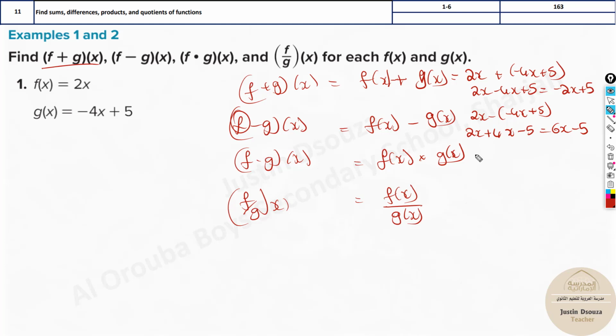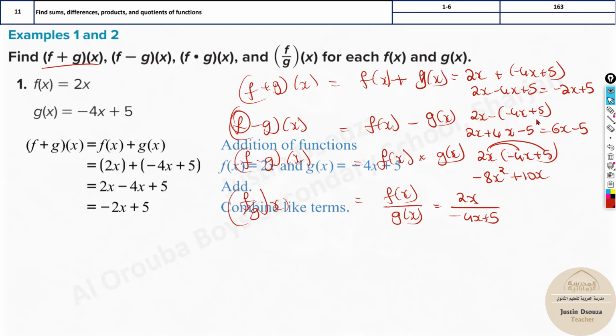Multiplication is by FOIL method. Over here, just distributive property. It will be 2x times minus 4x plus 5. Multiply this 2x inside. It will be minus 8x squared plus 10x. And lastly, we have division. That is 2x divided by minus 4x plus 5. That's the answers. Let's just check the answers.